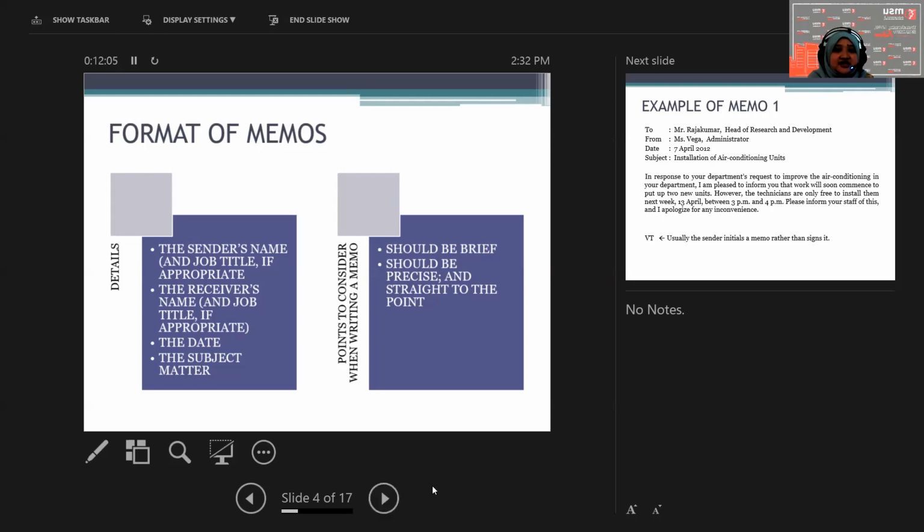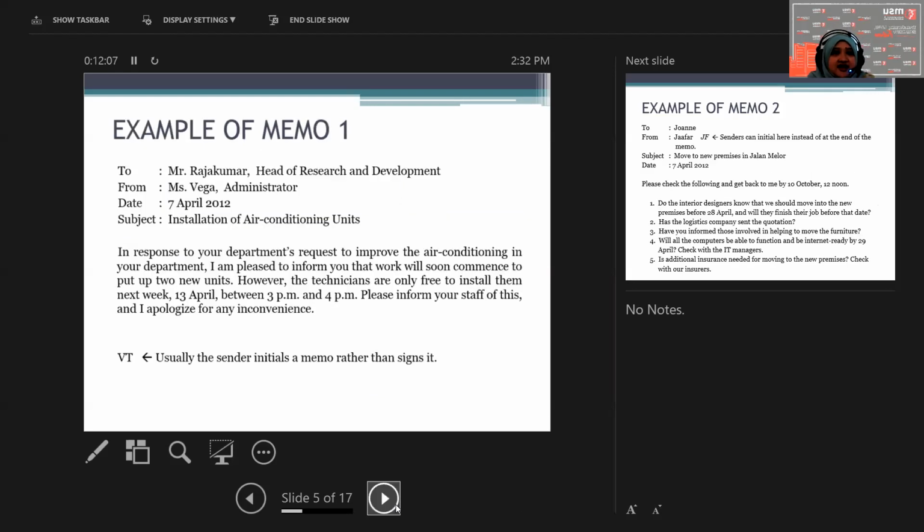Okay, and it's especially useful because memo is simplified. So let's say in this company we have the head of R&D. This memo is to Mr. Rajakumar, the head of R&D, from Ms. Vega, admin, and it is about the installation of air conditioner units.